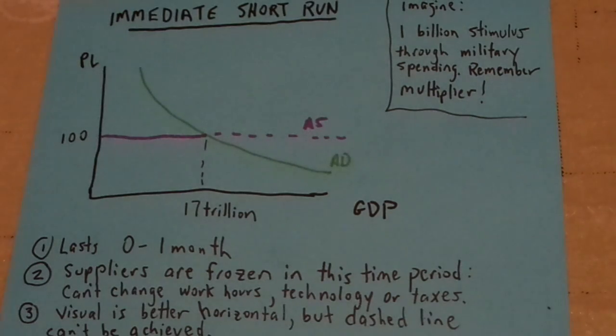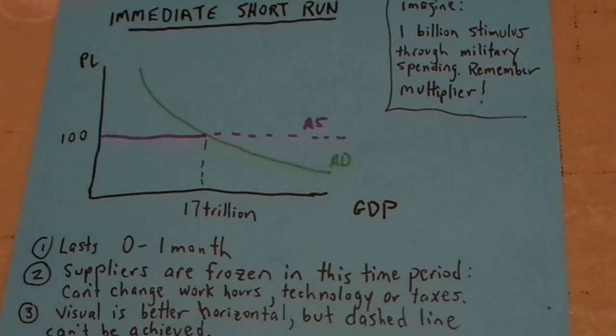So one of the questions on the exam is going to have you draw the three changes in the aggregate demand aggregate supply curve. So to set this up, we're going to start with the immediate short run, and we're going to imagine that the government in the United States invests a $1 billion stimulus through military spending. Something like this was actually done in the 1980s. And as we think about the stimulus, we need to remember that the multiplier is going to have an effect. And so the total effect of the stimulus might be more than simply the 1 trillion.